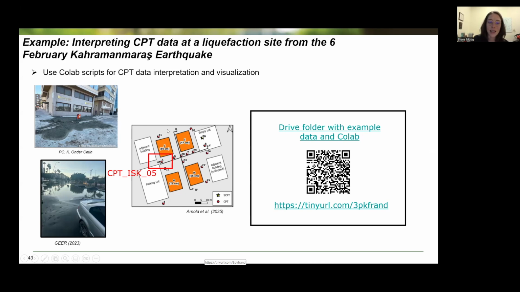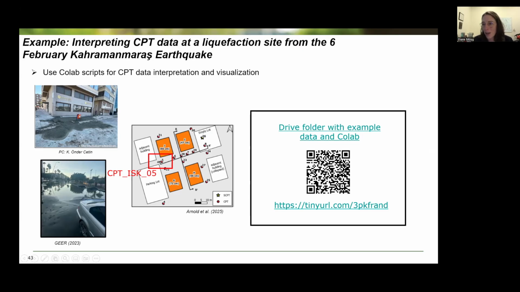We collected CPT data so that we have a better understanding of how CPT data relates to liquefaction triggering and how we can relate it to predict building settlements. At the site, we took about 15 CPT profiles, and we'll look at interpreting this one profile here, CPT ISK05.